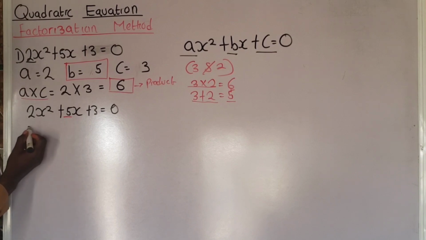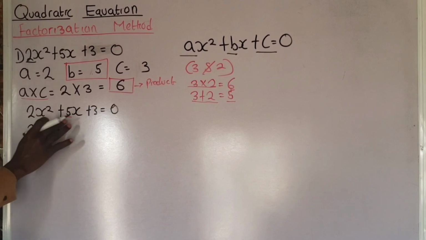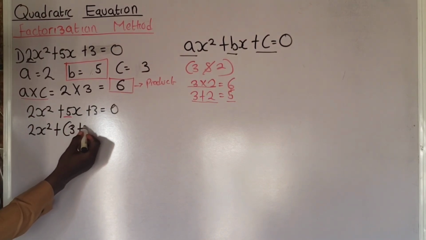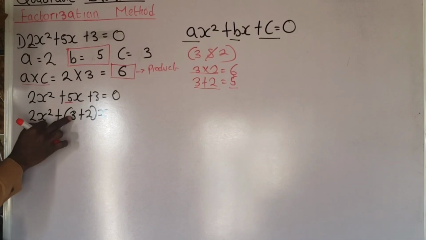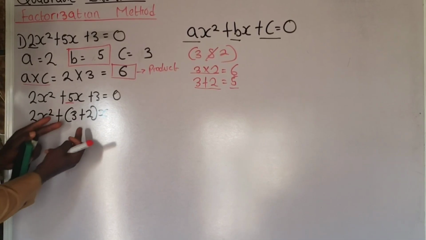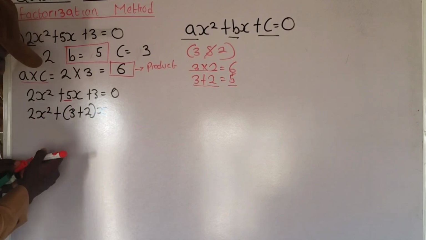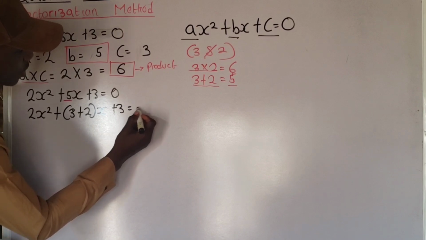So let's proceed. For this, I'm going to have 2x squared plus, so instead of 5, I'm going to have 3 plus 2 in brackets, times x. I replaced 5 by 3 plus 2. If you sum 3 and 2 together, you get 5. So I'm going to have here plus 3, equals 0.